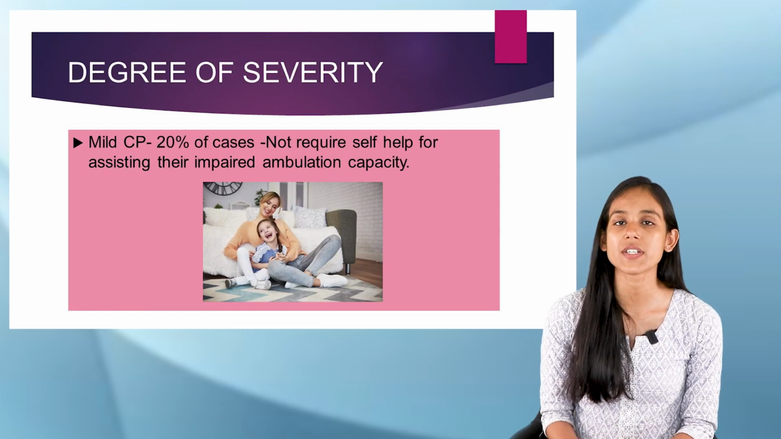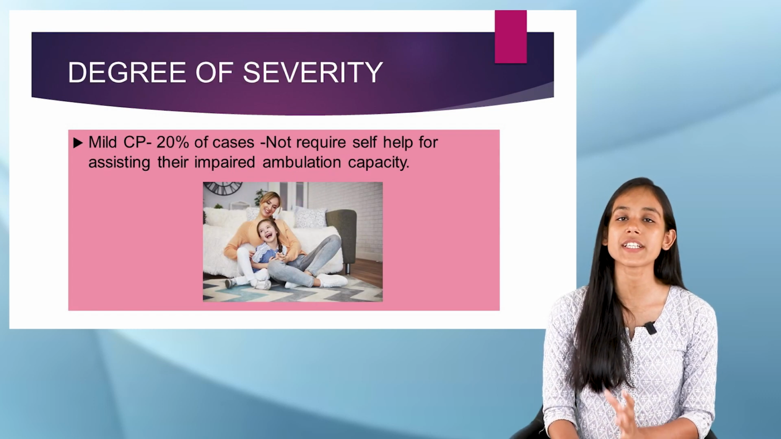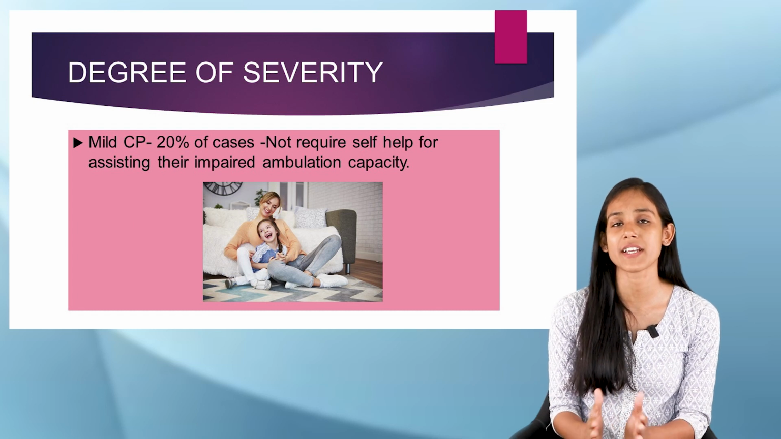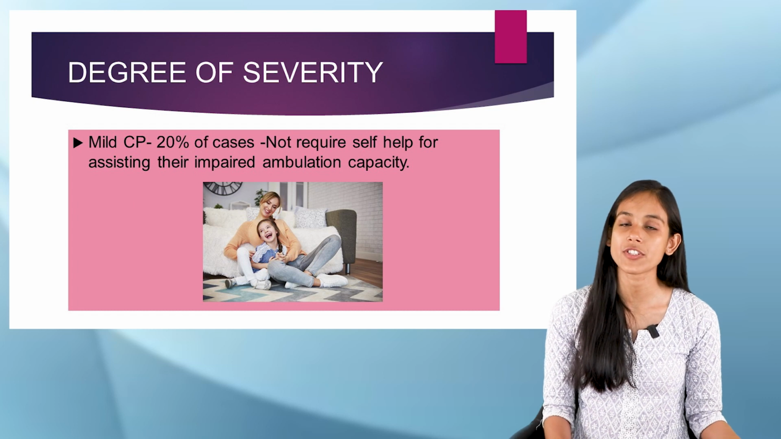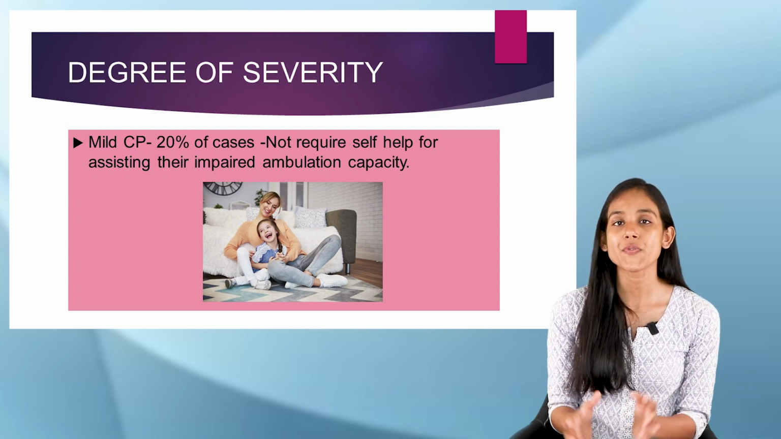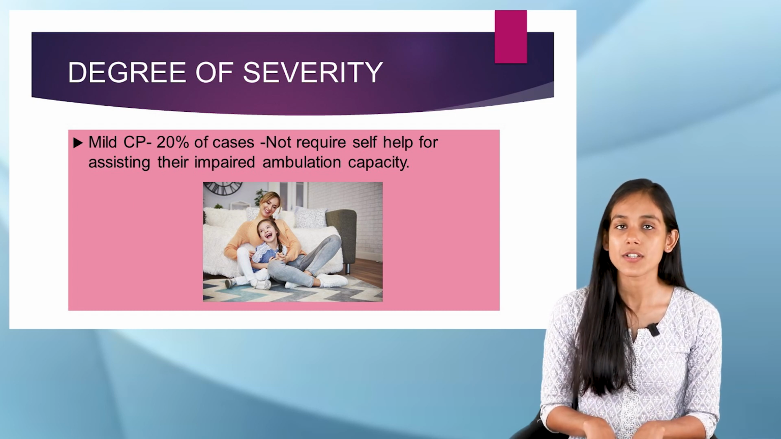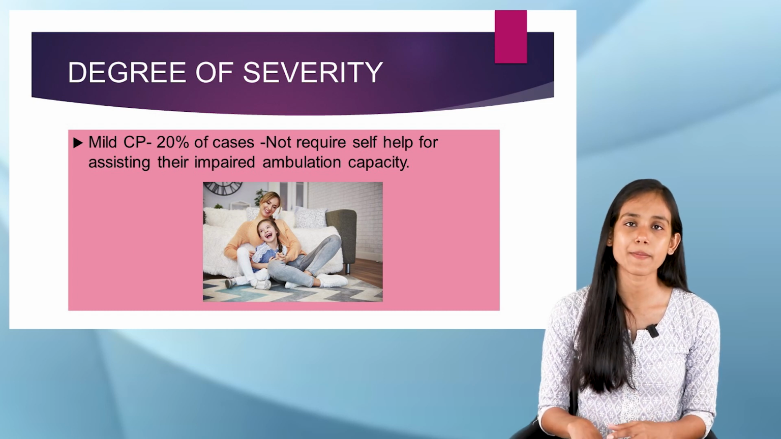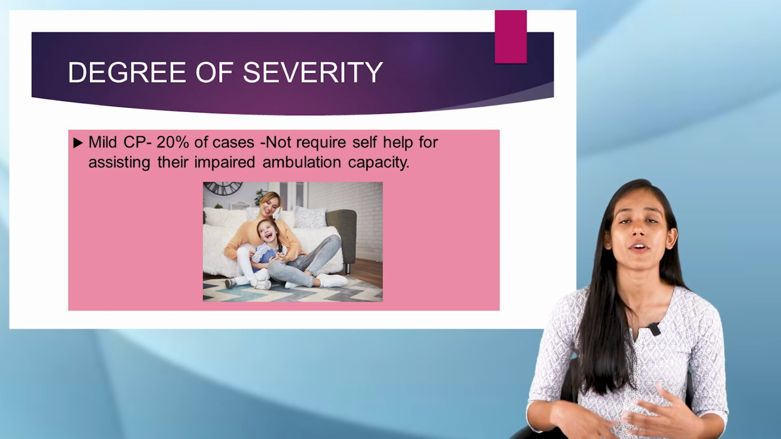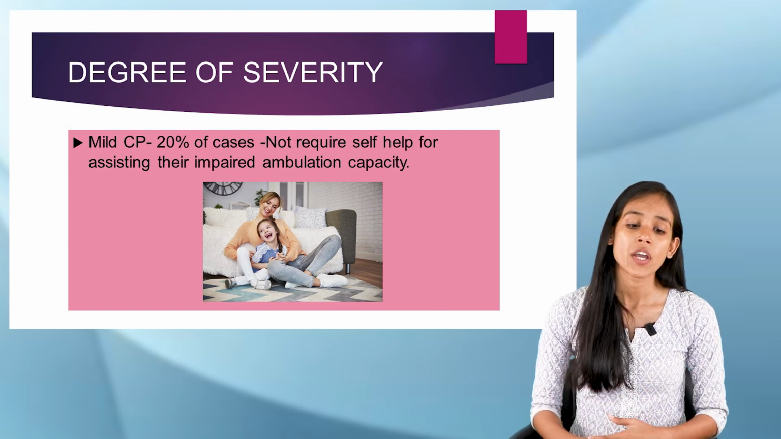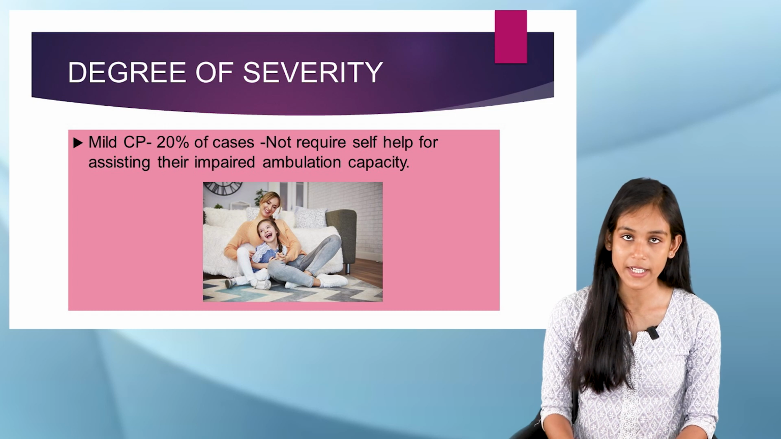And the fourth factor was degree of severity. Based on degree of severity, we can classify cerebral palsy majorly into three types: mild, moderate, and severe. So first let us discuss the mild. Mild cerebral palsy is where there is no requirement for help to assist them with their impaired ambulation capacity.